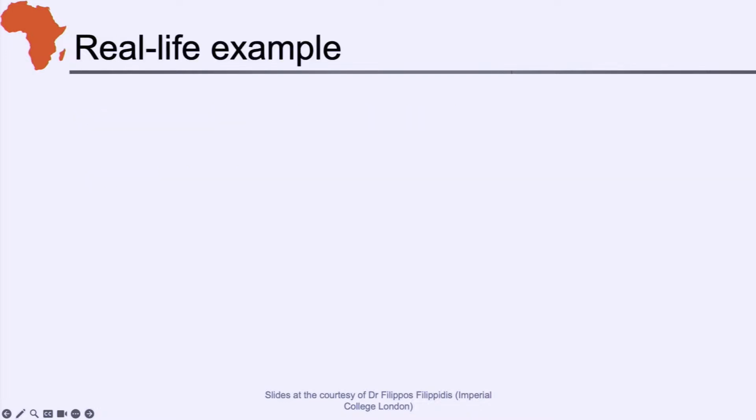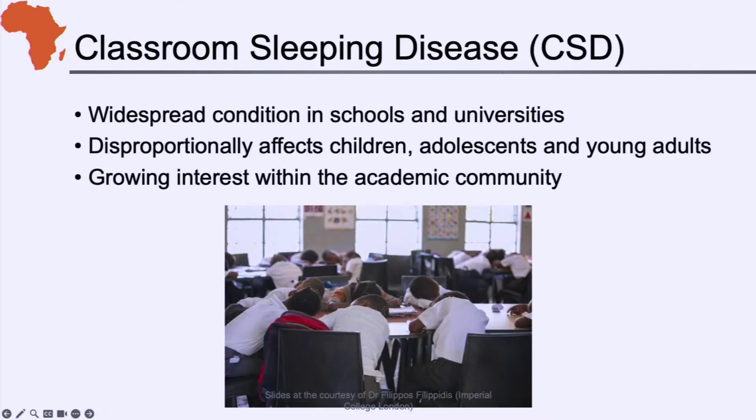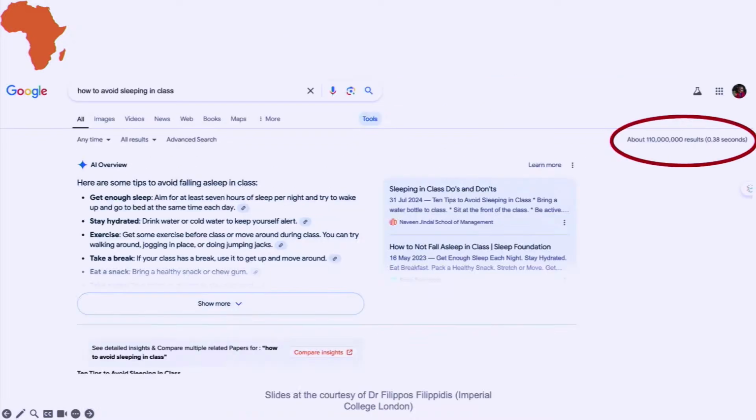Let's look at a real-life example. It's called classroom sleeping disease, in short, CSD. It's a widespread condition in schools and universities and disproportionately affects children, adolescents, and young adults, as well as students on the 11th floor of Nairobi Tower, University of Nairobi Tower. There is a growing interest within the academic community. As you can see here, we have about 110 million results to the question how to avoid sleeping in class.